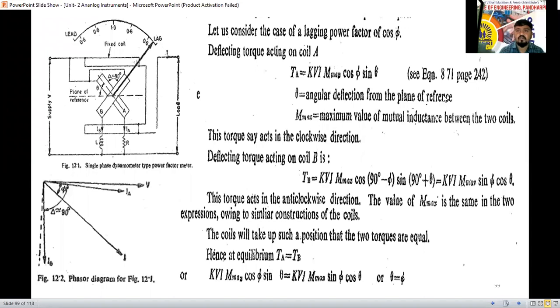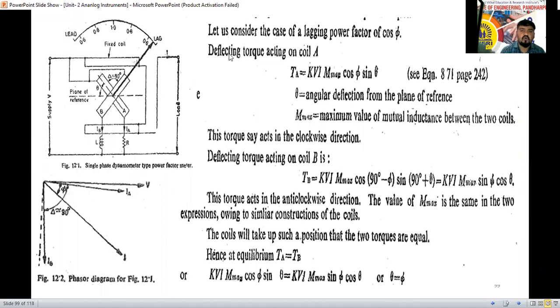We have to consider a case of lagging power factor. Cos phi is lagging, and we are going to consider this one here now. The phasor is also connected to the lag. Yes, sir, lagging we have considered here now.